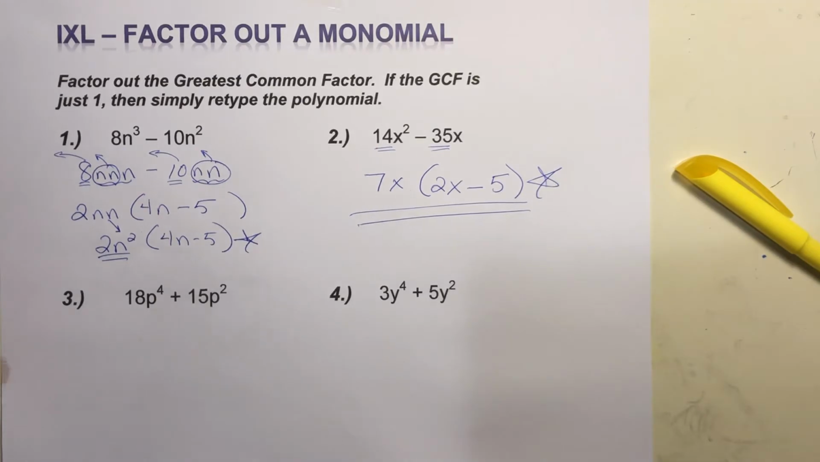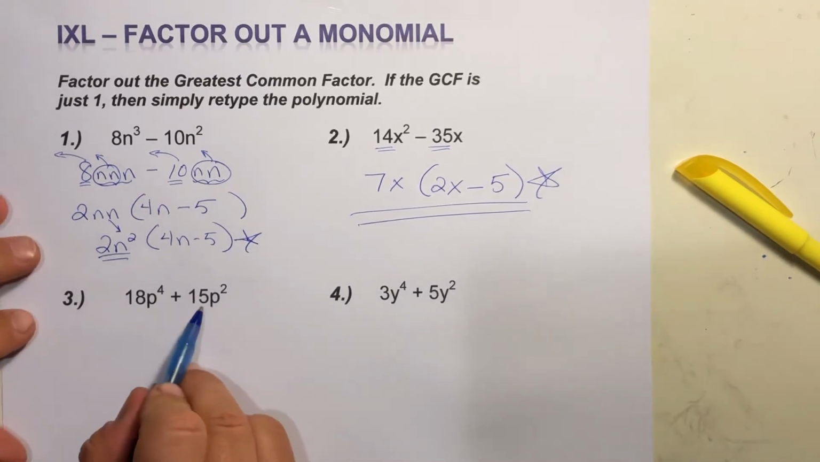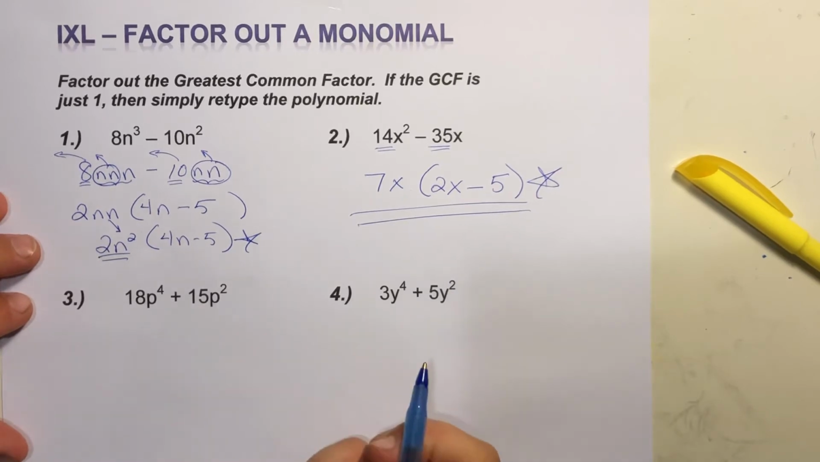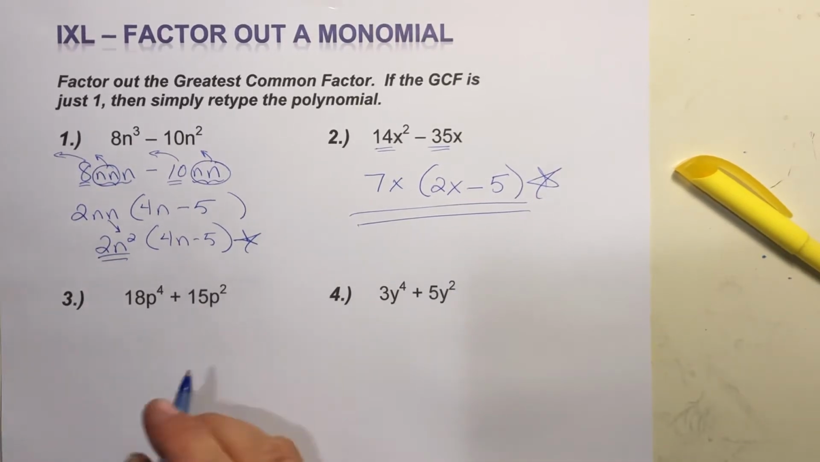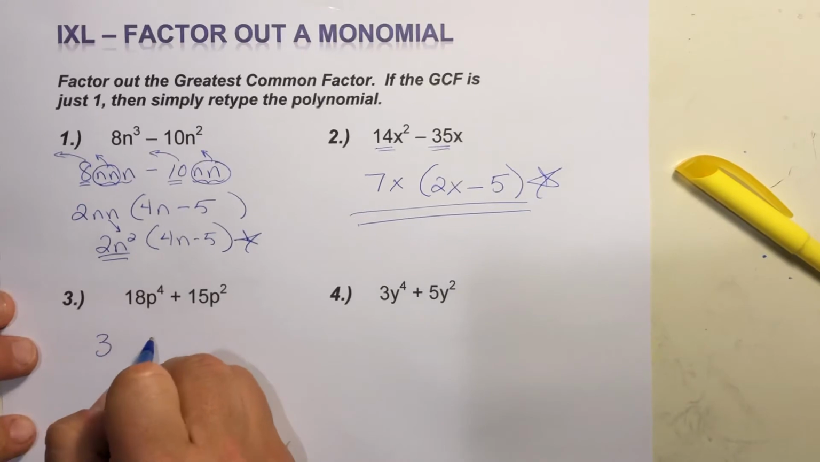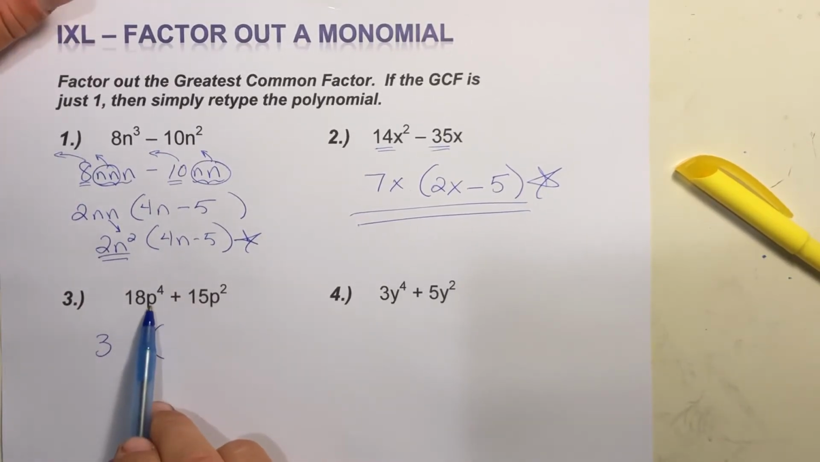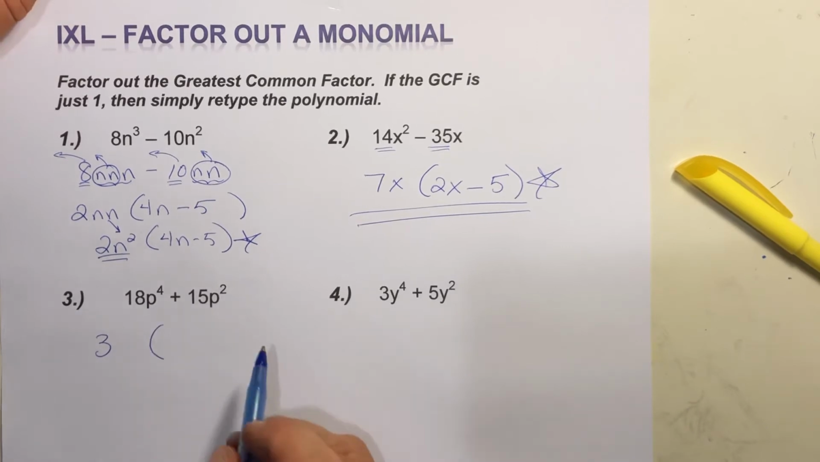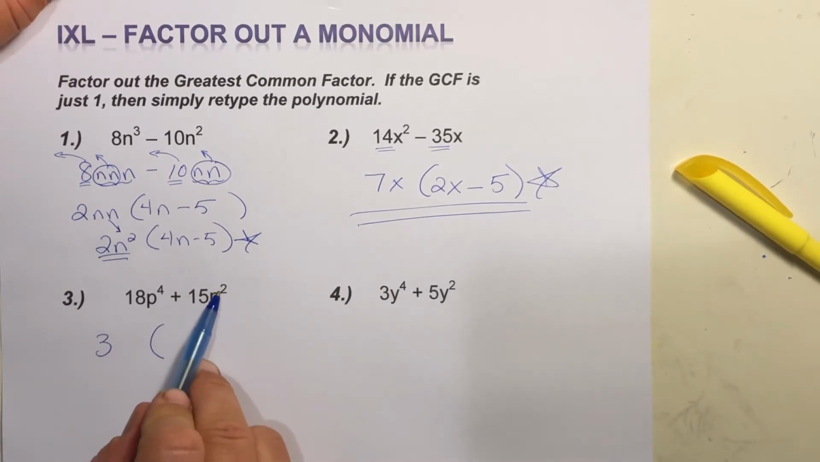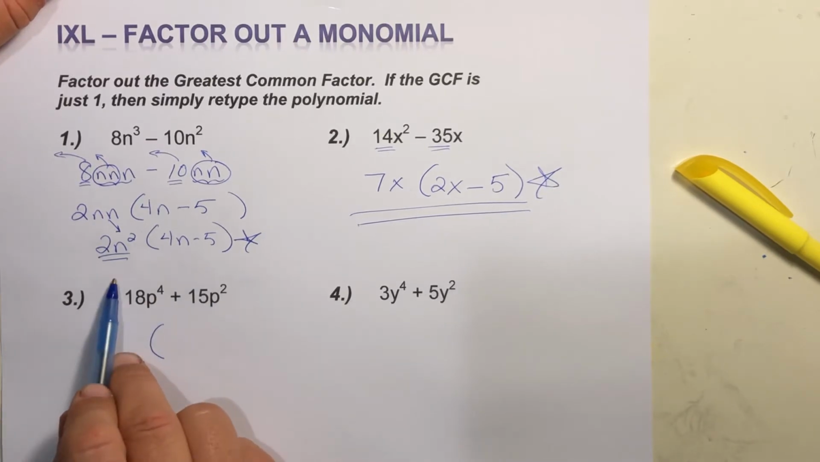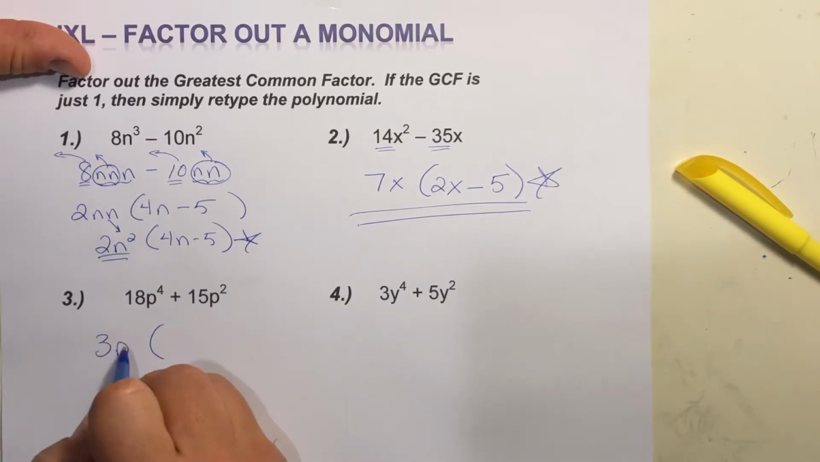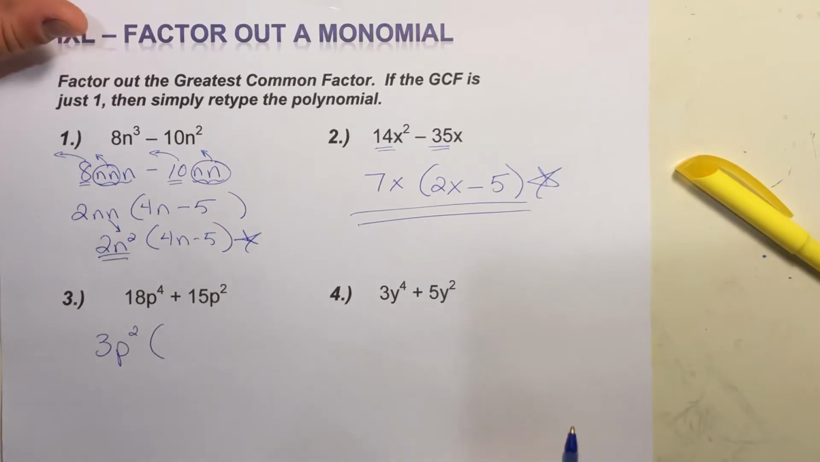Okay, last 2 examples here. So 18 and 15. The highest number I could divide into both is only going to be 3. Now, what's the most amount of p's that I could take out of, or factor out, or divide out of each of these terms? Well, it's going to be 2. I could divide out p squared, and I can also take out 2 of the p's here. So what I'm going to do is factor out 3p squared, all right?